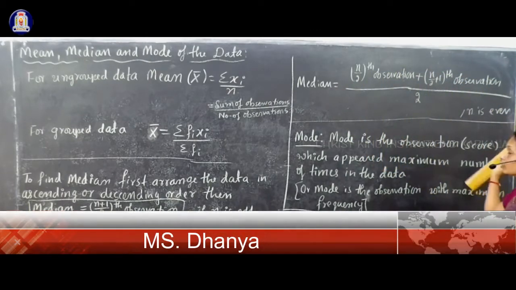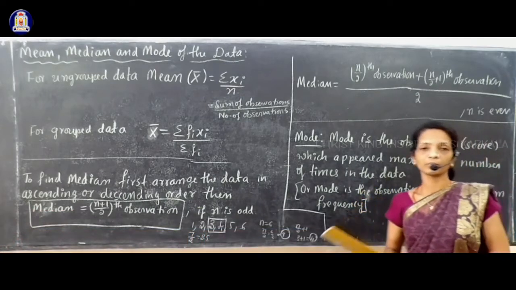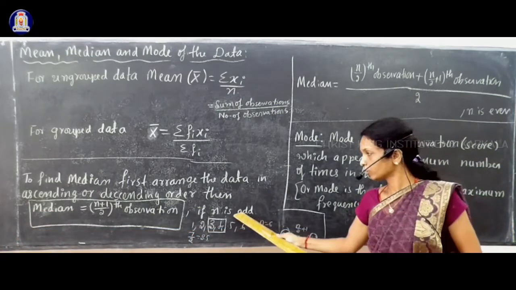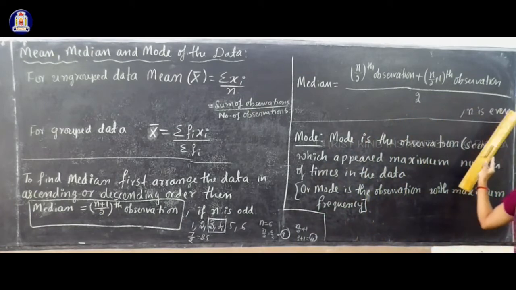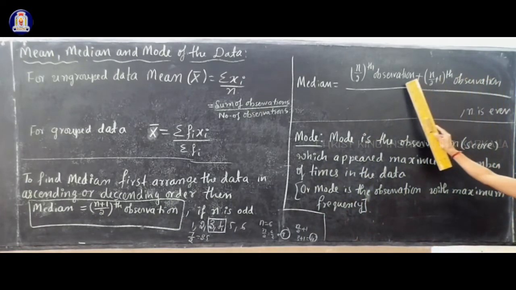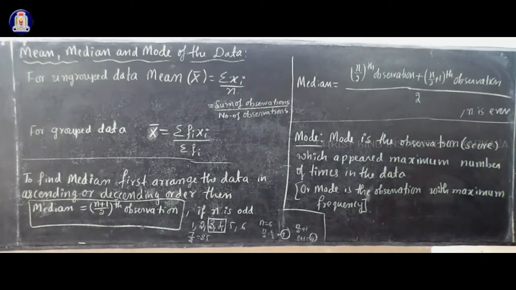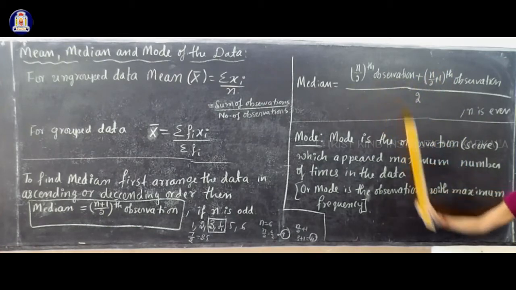If you are given an odd number of observations, this formula you have to use, and if you are given an even number of observations, then after arranging the data, you have to see which two middlemost scores are there. The sum of those middlemost scores divided by 2 gives you the median.